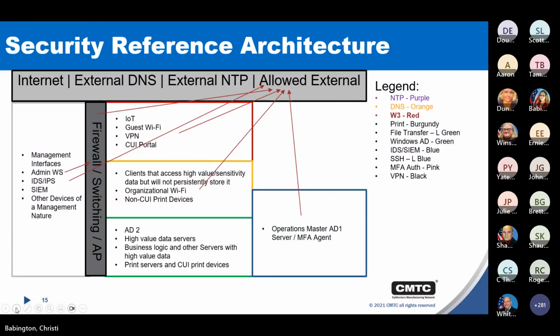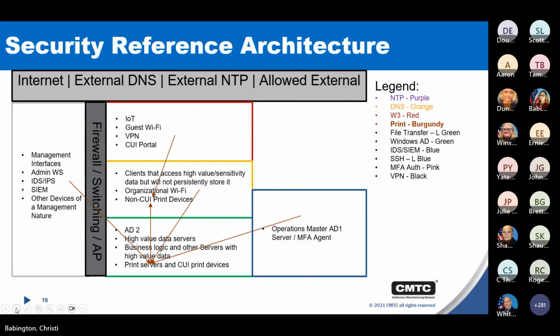So again, all these arrows just mean that you have a rule that's been created for that traffic. Next slide, please. So burgundy is print traffic. Remember, workstations and stuff need to go to the print servers. Print servers need to go to the print devices. But remember, that's an intrazone comm. The print server to the print device, that's intrazone.